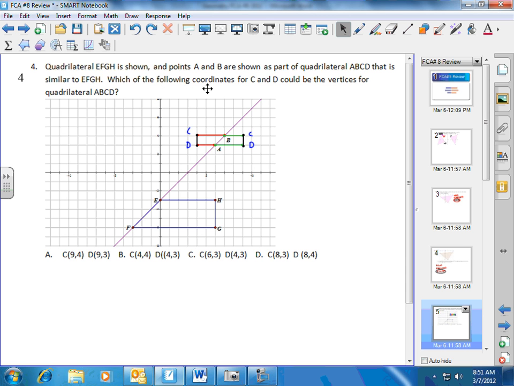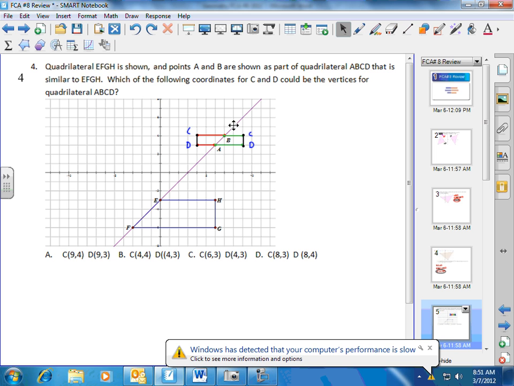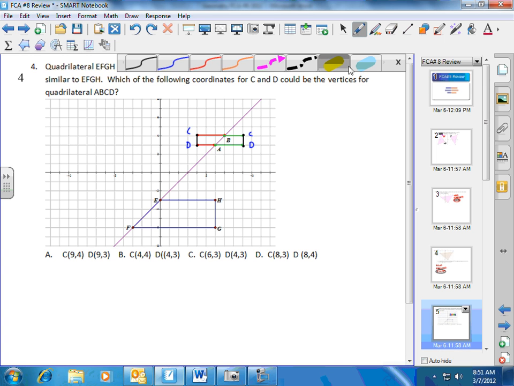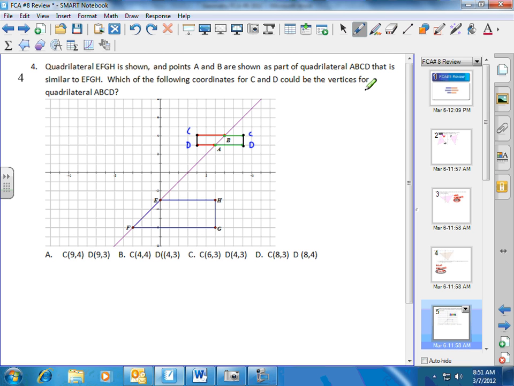The question is, which of the following coordinates for CD could be the vertices for quadrilateral ABCD so that the two quadrilaterals are similar? So what we need to do is first treat ABCD and EFGH as our similarity statements. That means the corresponding vertices are going to be in the same order. So we see that A corresponds with E and B with F and so forth.